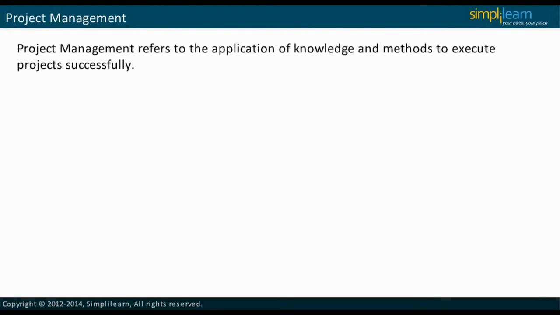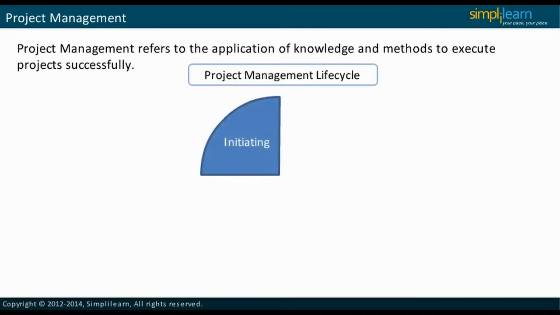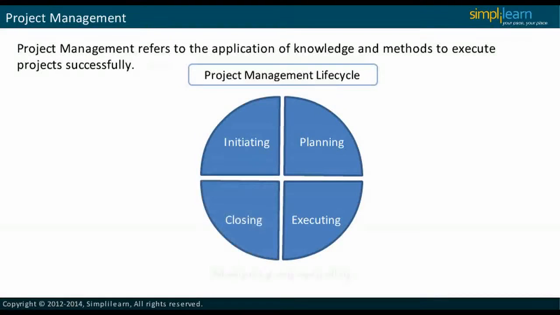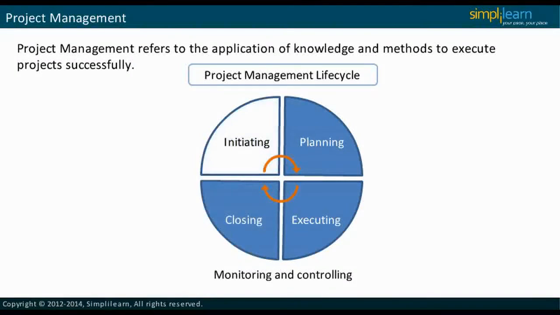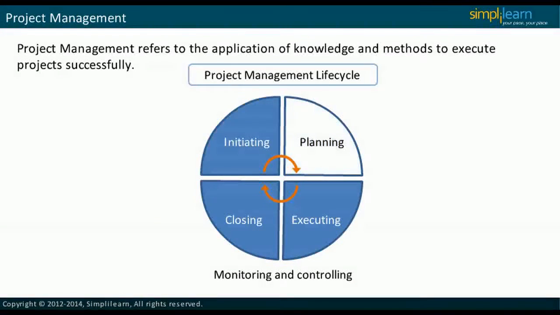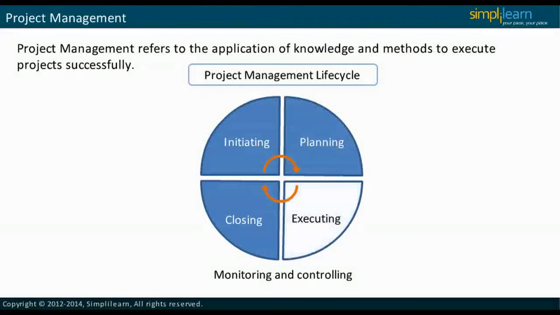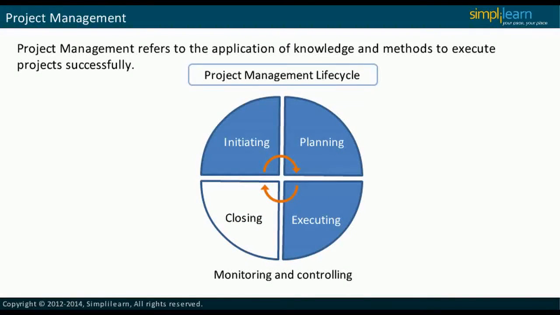Project management refers to the application of knowledge and methods to execute projects successfully. The project management life cycle consists of 5 phases. They are initiating, planning, executing, closing, and monitoring and controlling. Project initiation is the phase where a project manager discusses the project scope and its feasibility with stakeholders. During project planning, the project manager outlines the tasks and schedule and comes up with an approximate budget and resource plan. The project manager executes the project by allocating tasks to resources. Project-related information is updated regularly. The project is closed after the client approves of product or service quality.